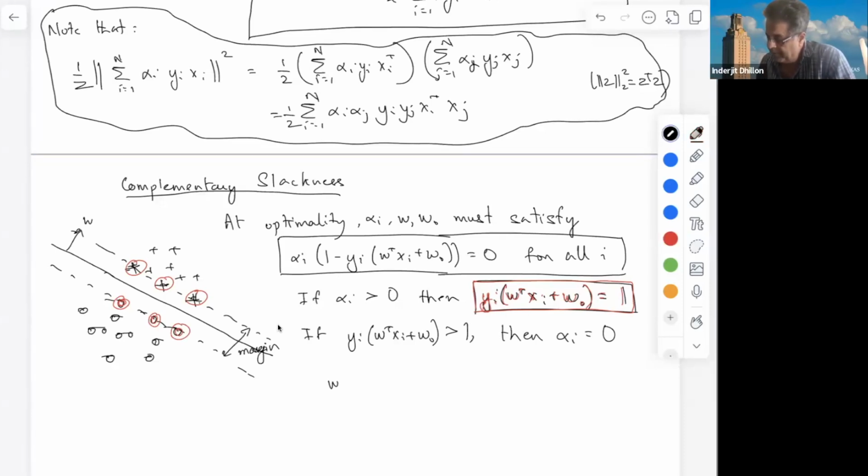And remember, what is my W? It is equal to the summation of alpha i, yi, xi. And this condition, what it is saying is that for the other xi's, this means that they don't lie on the margin.